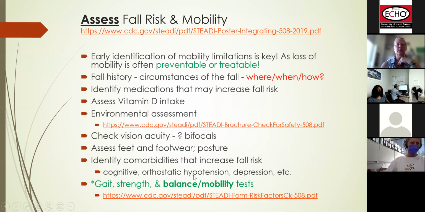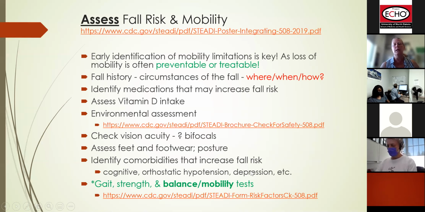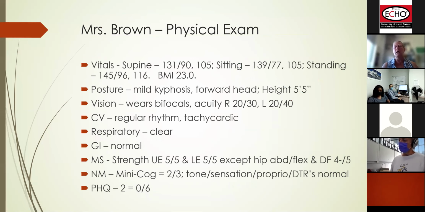The CDC STEADY program would have you take blood pressure in 3 different positions to address the possibility of orthostatic hypotension occurring. What we're going to focus on today is looking at that gait, strength, and balance mobility test. I linked you up to the STEADY program, and they have these readily available for you to use as screening. So when we did Mrs. Brown's physical exam, we did do testing for orthostatic hypotension. We took her vitals supine, sitting, standing.